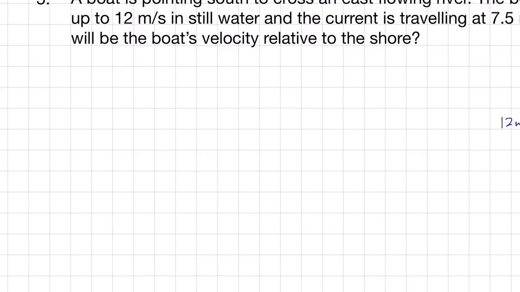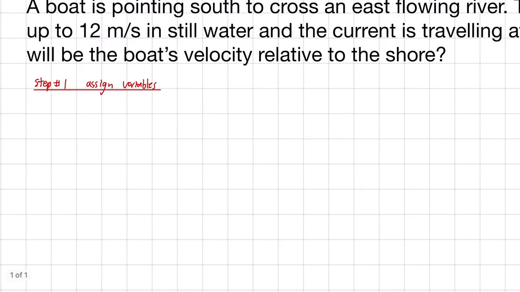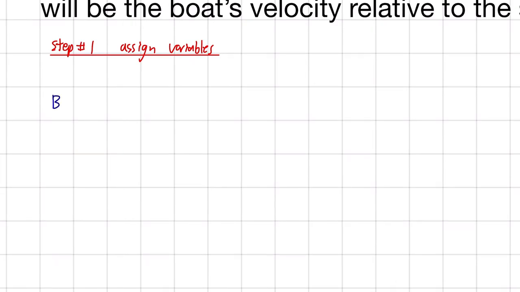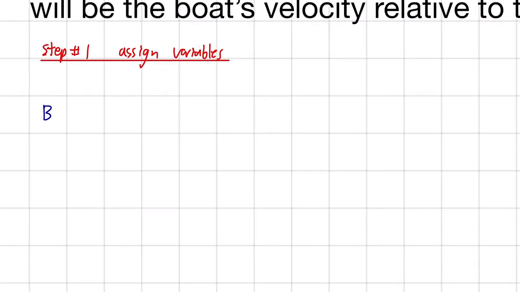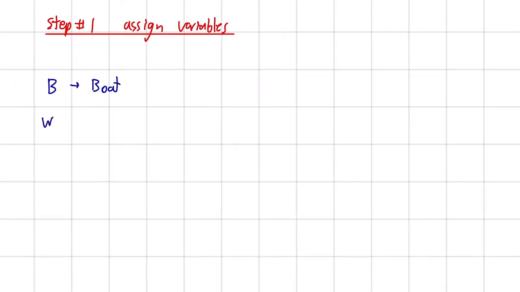So what we're going to do in step one is assign our variables. We always want to come up with some letters here. So I'm going to have B stand for boat, W stand for water, and S stand for the shore.